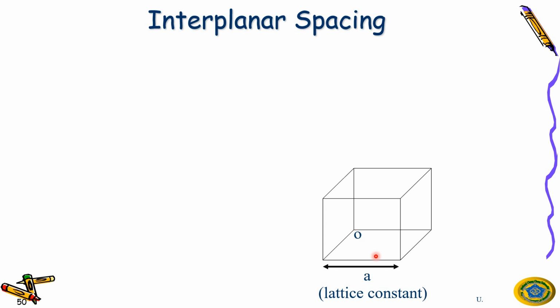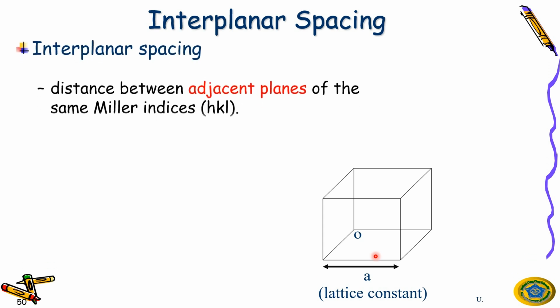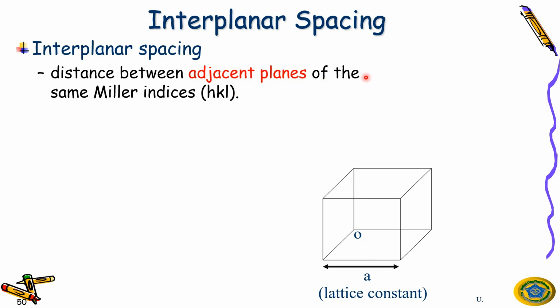Right, so the first one we need to know is interplanar spacing. So if we treat it two-dimensionally, you will have interplanar spacing. So what is interplanar spacing? The distance between the adjacent planes of the same Miller index, HKL. So if you move the plane parallelly, from unit cell A to unit cell B, the distance between unit cell A and unit cell B is the interplanar spacing.